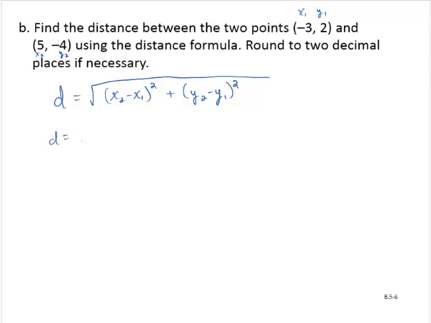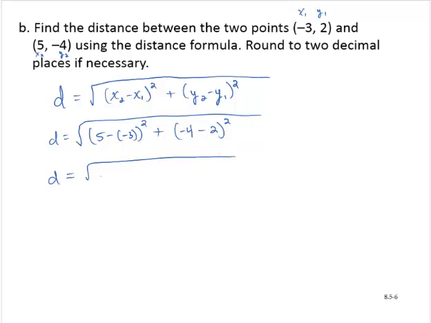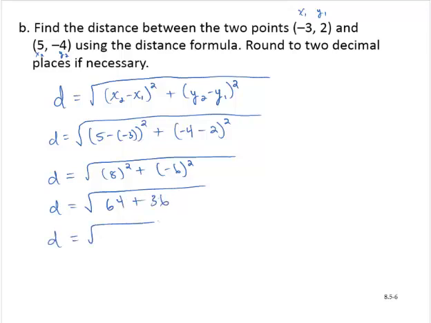Making appropriate substitutions, we would have 5 subtract -3, squared, and let's see, y2, that's -4, subtract y1 is 2, squared. So then D would equal, let's see, 8 squared plus -6 squared. D would equal the square root of 64 plus 36. D would equal the square root of 100, and so then D would equal 10.